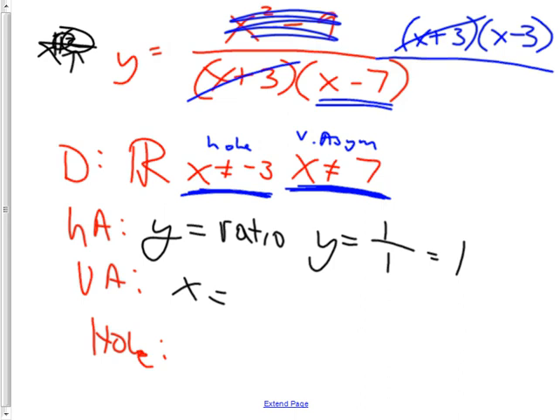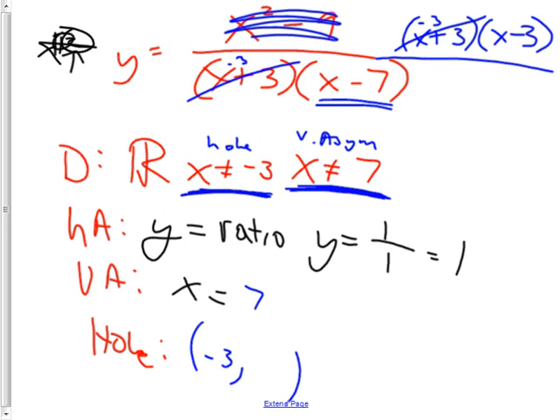Now remember, it's a vertical asymptote because it's about the base. X equals 7 is the vertical asymptote. The hole is at -3, comma, and that's, I'm telling you, the most likely place I'm going to find mistakes. If the hole is -3, the -3 is what will crash this.